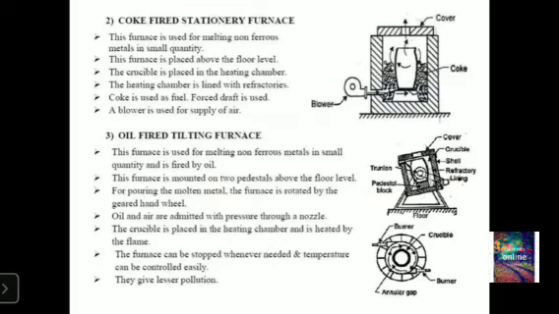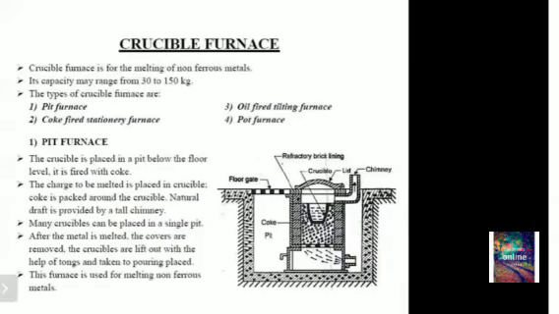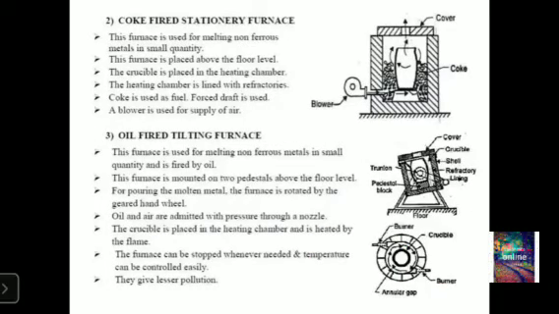And next one is the oil-filled tilting furnace. The key feature of this one is that it will attain a maximum temperature of up to 1000 degrees centigrade. Only 1000 degrees, whereas the cupola furnace will attain 1540 to 1590 degrees. In this furnace, which is a crucible furnace, we will attain only 1000 degrees temperature.